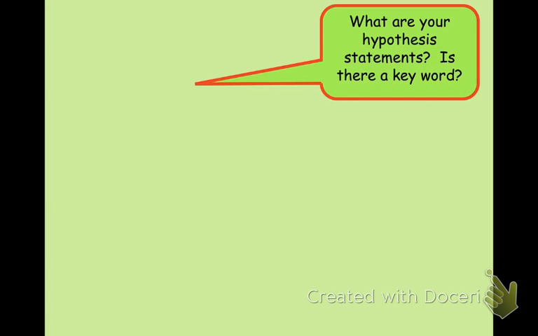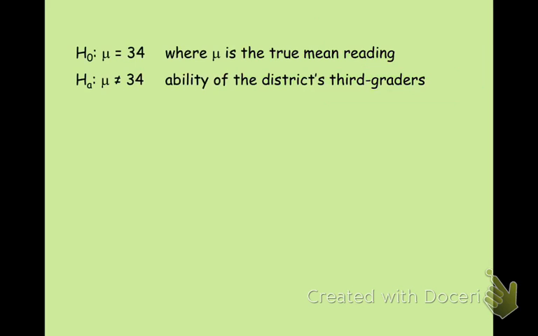We were testing to verify whether the 44 students in 3rd grade in this district scored differently than the national mean of 34. So our null hypothesis, remember, is always no change, nothing going on, status quo, nothing to look at here. So our null hypothesis will be that the mean is 34. Our alternative, we didn't say whether it was greater or less than. We just want to know if these students are scoring different than the national average. And then, of course, we have to define our parameter, where mu is the true mean reading ability of the district's 3rd graders. Next, we need to do our calculations.